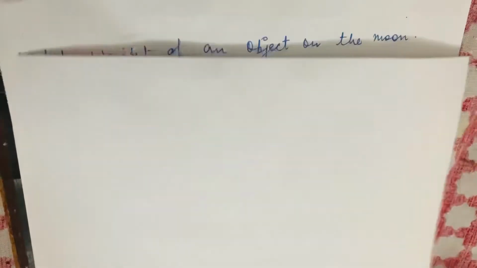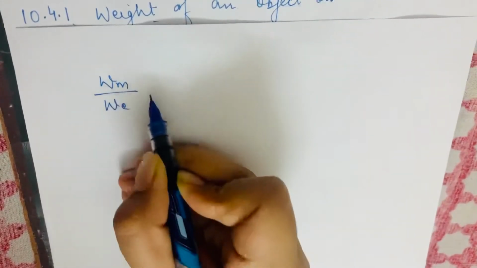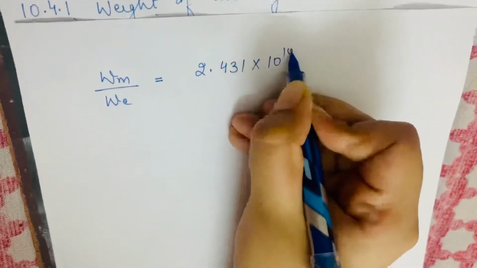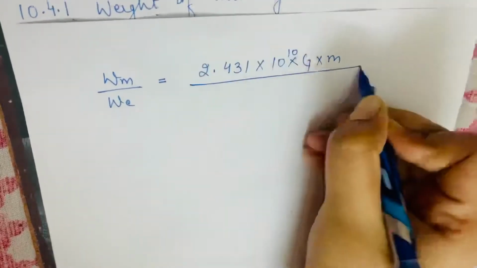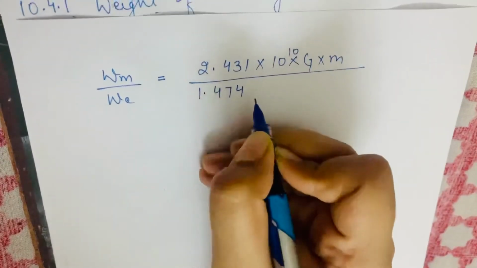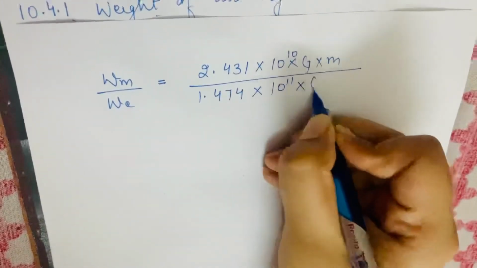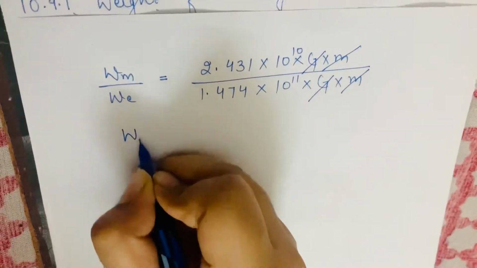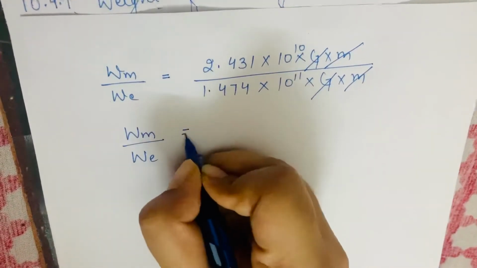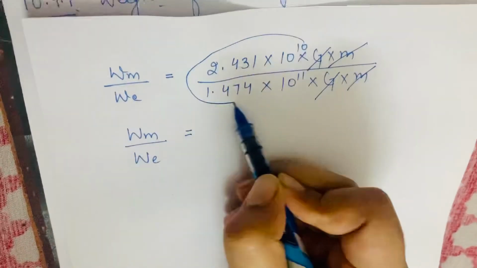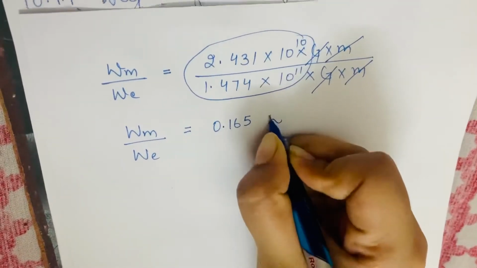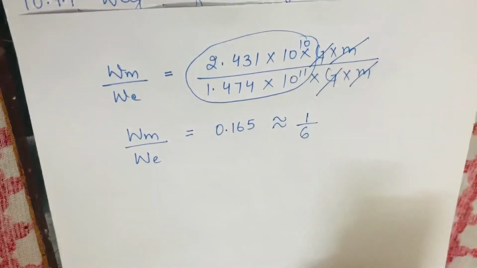By dividing the equations, Wm, which is the weight of moon, upon We, which is the weight of earth, when you divide it, it will be like this. This G and this m will get cancelled. So the value, when you divide it, will come out like this, which is approximately equivalent to 1/6.